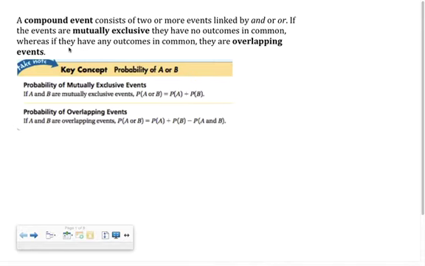So that's why you see on the screen that for the probability of mutually exclusive events, for example, if I'm trying to find the probability of A or B, I would find the probability of A, find the probability of B, and add them together. Whereas with the probability of overlapping events, I add them together, but then I need to subtract away the probability of them occurring together.